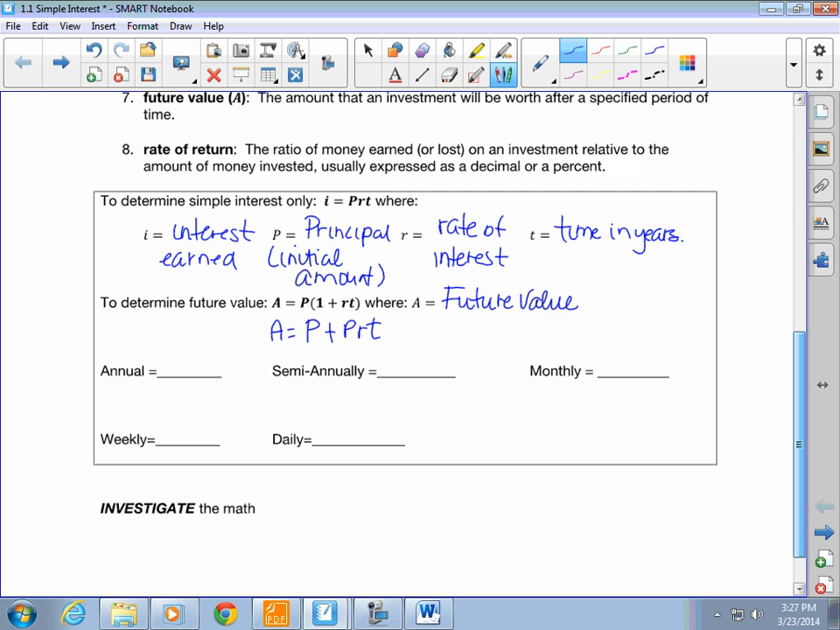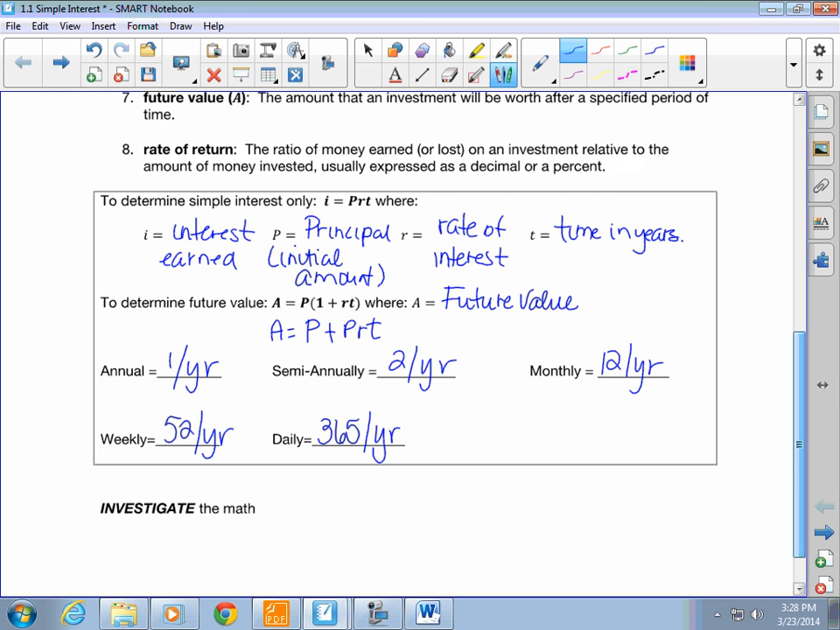So annual means that it's once a year. Semi-annual means that that'll occur twice a year. Monthly is then 12 times per year. Weekly would be 52 times per year. Daily is 365 times per year. We'll also come across some bi-monthly and bi-weekly ones that we'll deal with later on in the chapter.